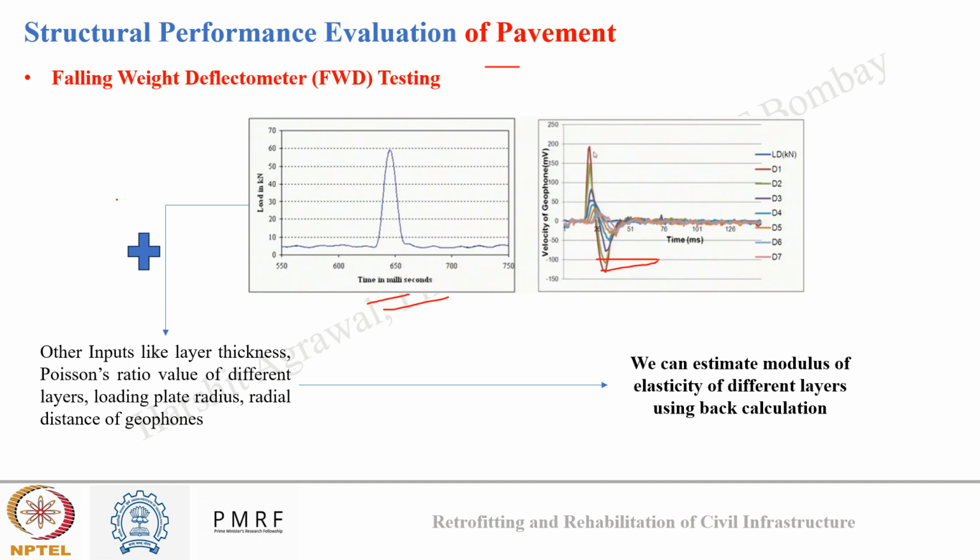In addition to this, knowing the other inputs like layer thickness, Poisson's ratio, loading area of the plate, and radial distance of the geophone, we can finally estimate the modulus of elasticity of different layers using back calculation. Okay, so this is how FWD testing works, falling weight deflectometer.